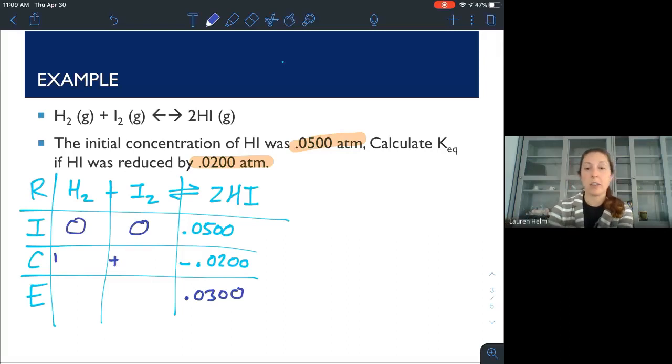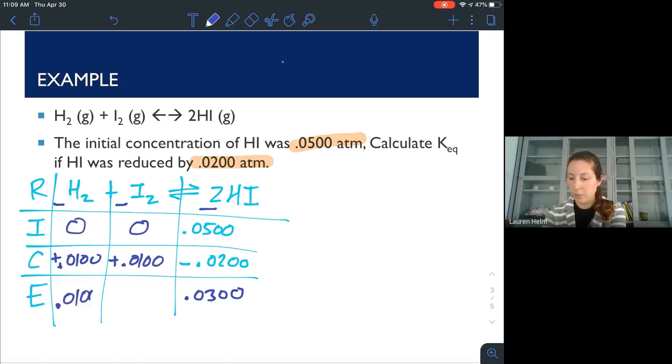You can't go anywhere from 0 but up. And again, I can use the coefficients to set up a mole ratio. So if it's 0.02, coefficient of 2, coefficient of 1, coefficient of 1, then that's going to be 0.01 and 0.01, because we have a 2-to-1 ratio of our product to both of our reactants. So what's 0 plus 0.01? 0.01 and 0.01.